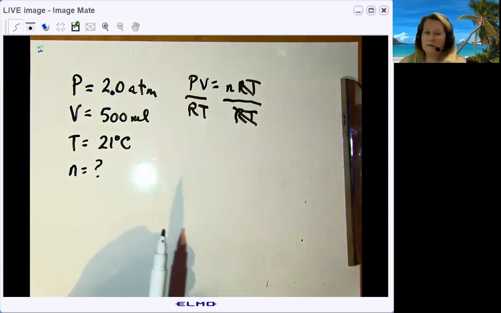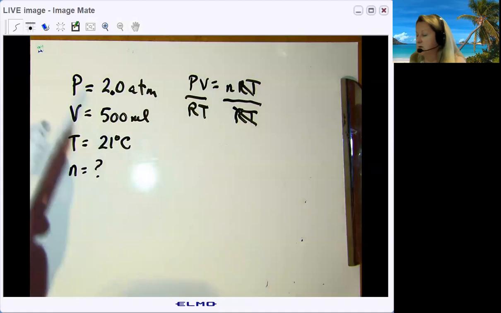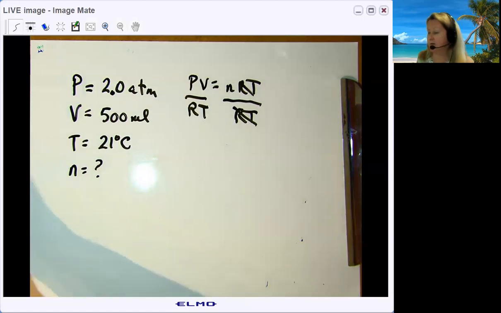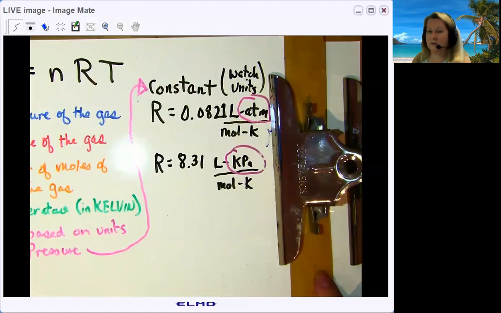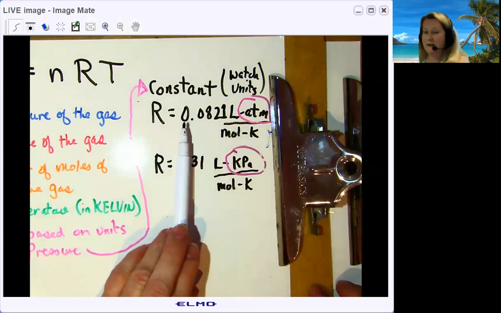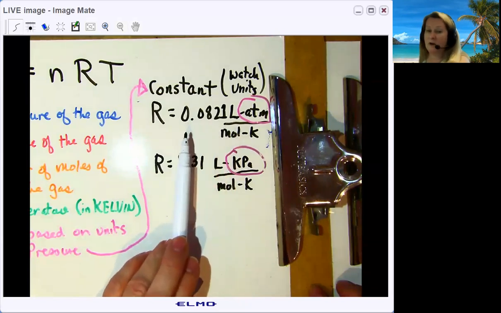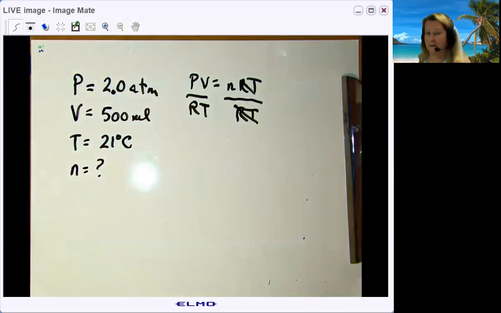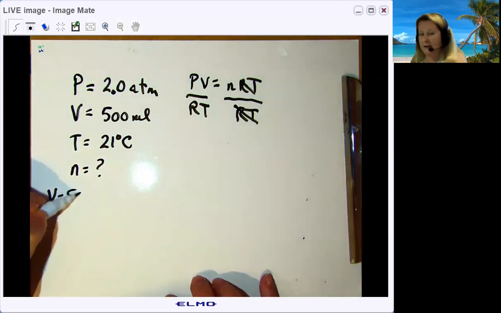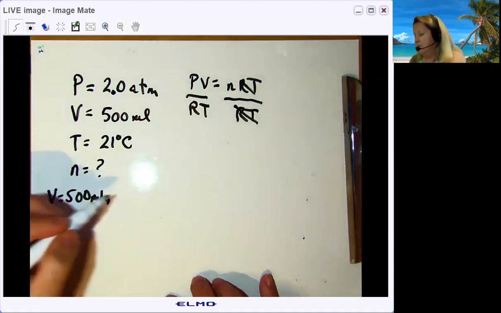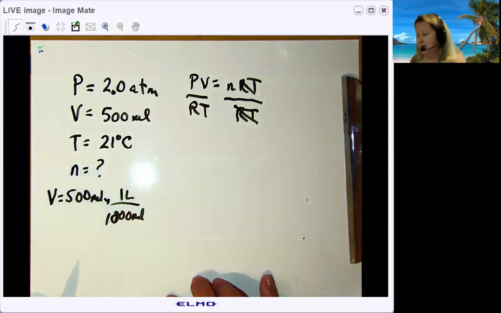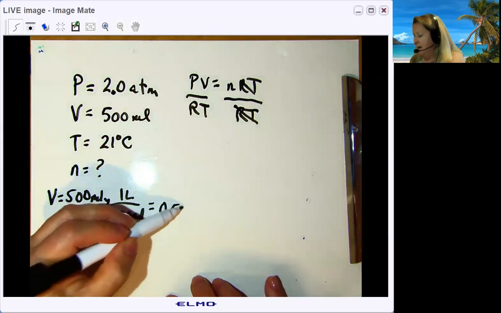Before we plug our numbers in, let's make sure we're using the correct units. Pressure is in atmospheres in this problem. So if pressure is in atmospheres, the value of R we're going to use is 0.0821 liter atmospheres per mole Kelvin. Now, volume is 500 milliliters. We need to convert that to liters, and of course, 1 liter is 1,000 milliliters. So our volume is going to be 0.5 liters.